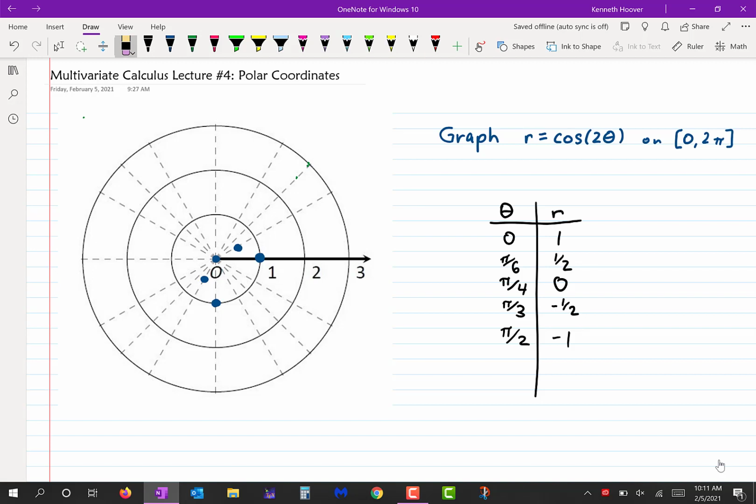All right, just keep continuing. Let's do 2 pi over 3. r would be the cosine of 4 pi over 3, which is negative 1/2. 2 pi over 3 is the angle. The radial distance is negative 1/2. Puts us right there. Okay. 3 pi over 4. r will be the cosine of 3 pi over 2, which is 0. So that's going to put me back at the origin again.